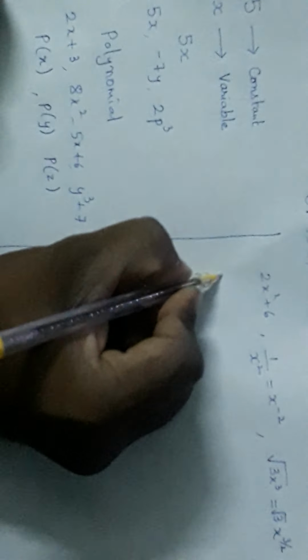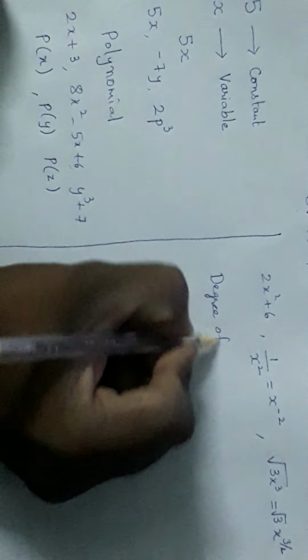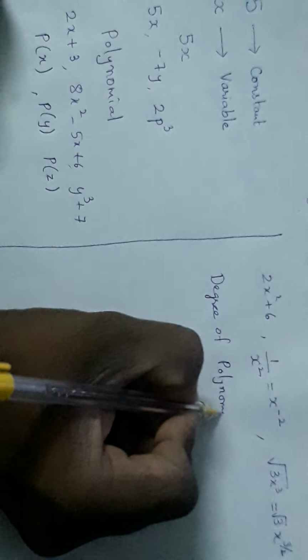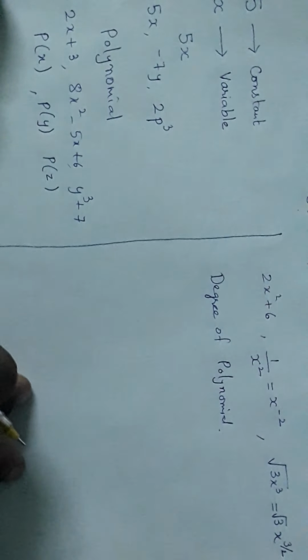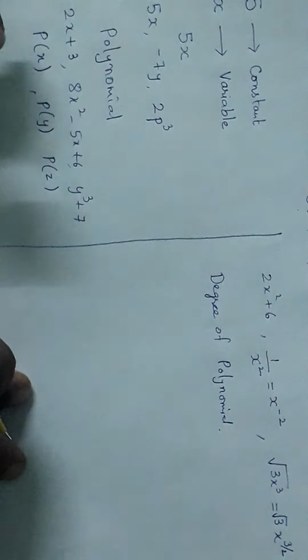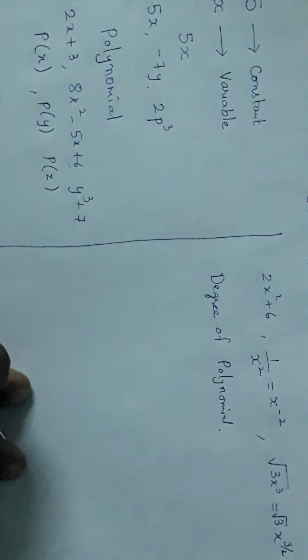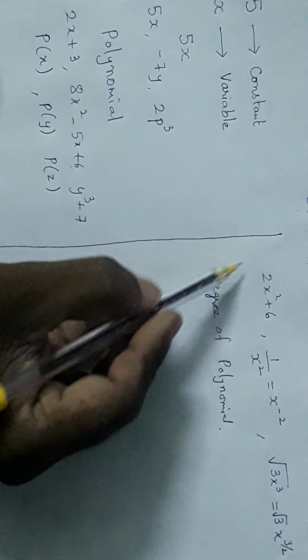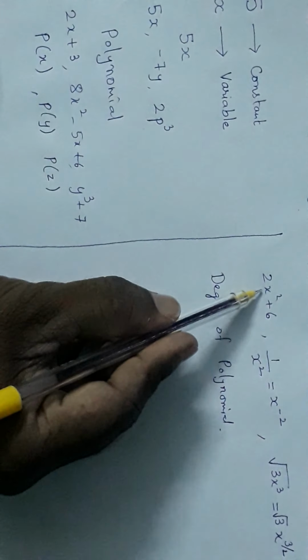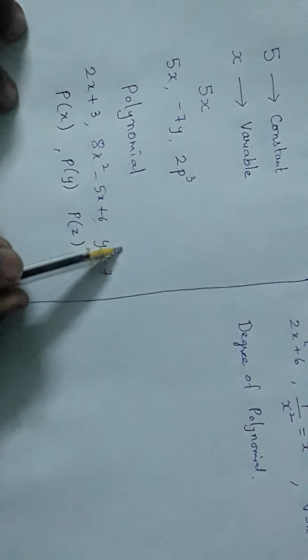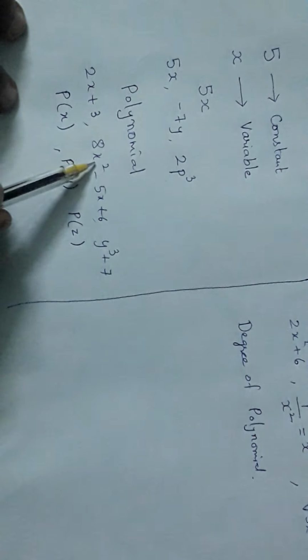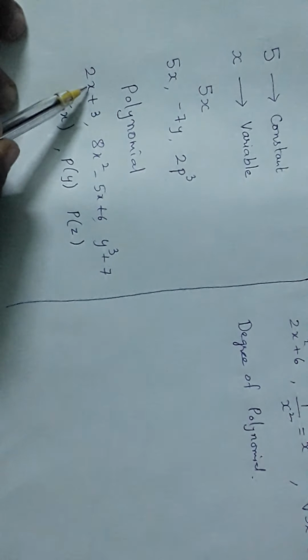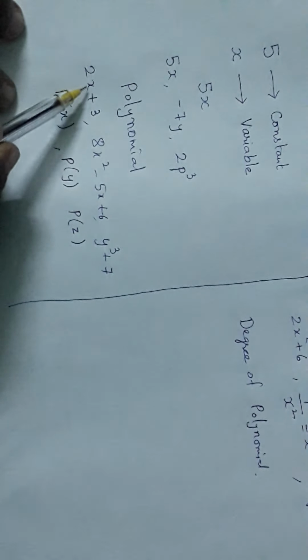Now next is the degree of the polynomial. What do you mean by degree of a polynomial? Degree of a polynomial means the exponent of the highest degree. In a polynomial, the highest exponent is called the degree of that polynomial. Suppose in this example, what is the degree? We have 6 constant and x square, so 2 is the degree of this polynomial. Here 3 is the degree, and here also 2 is the degree. Here only 1 is the degree because it is only 2x.